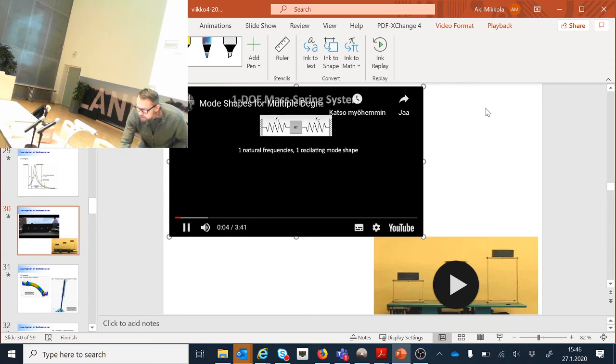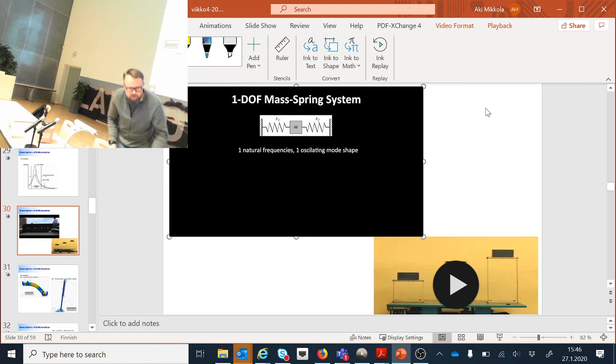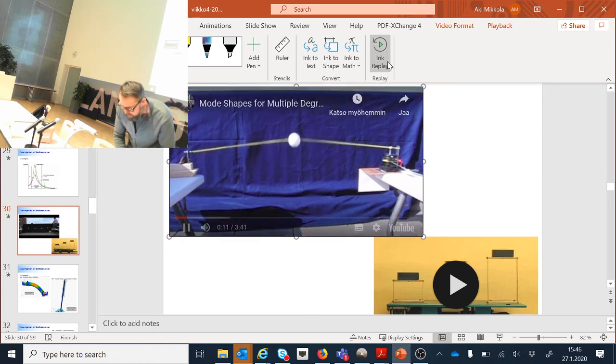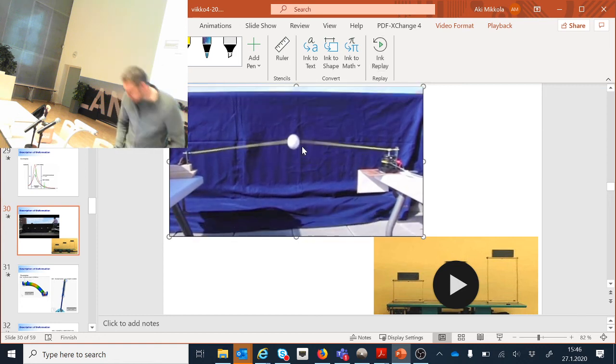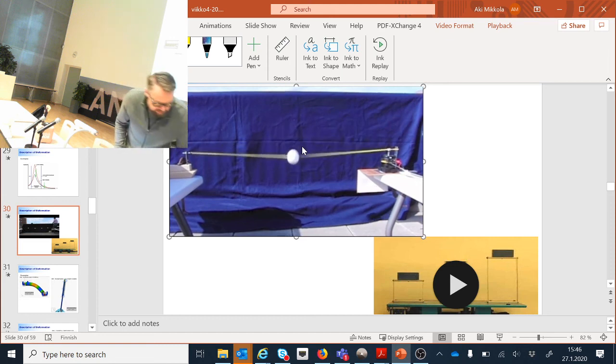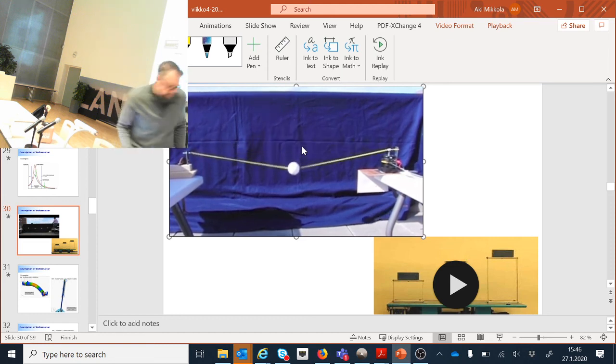A 1 degree of freedom mass spring system has one natural frequency and one vibrational mode shape. The mass oscillates back and forth, or in this case up and down, at a frequency that depends on the inertia, or mass, and elastic, or stiffness properties of the system.